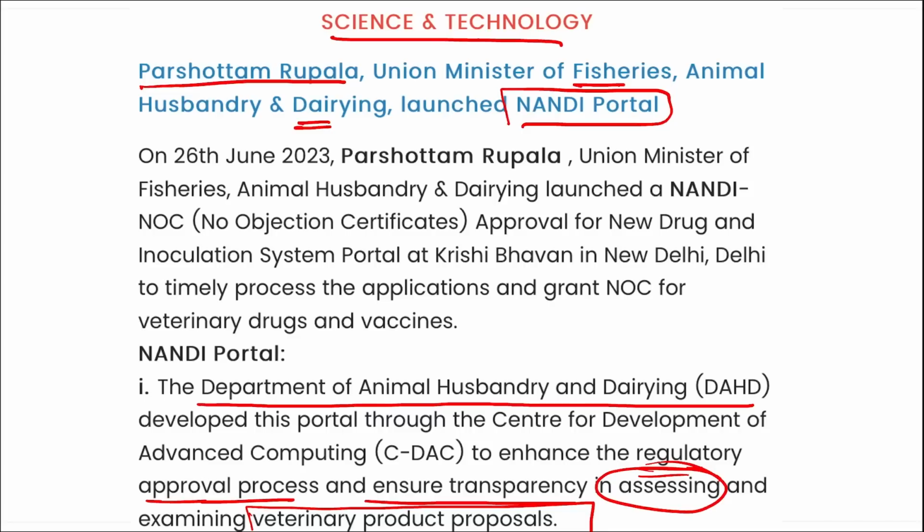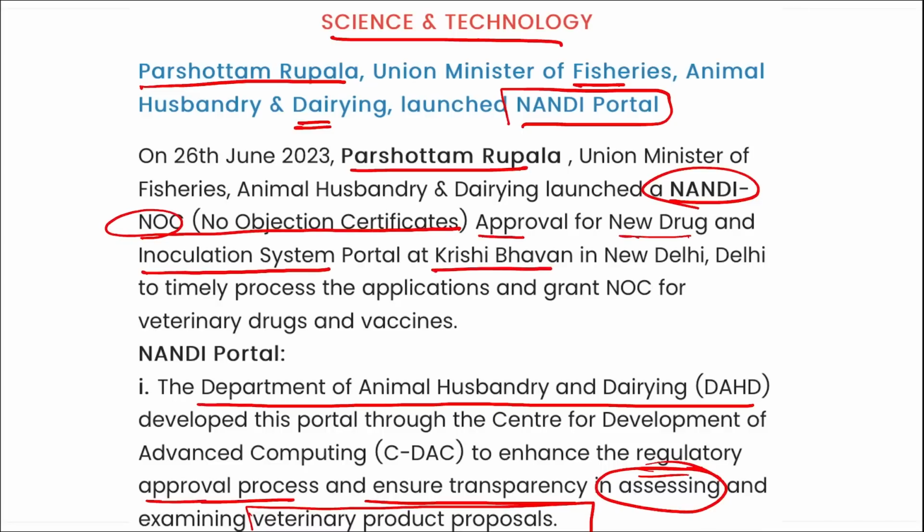Coming back, Parshottam Rupala, Union Minister, launched the NANDI NOC, No Objection Certificate approvals for new drug and vaccination system portal at Krishi Bhavan in New Delhi, to timely process the applications and grant no objection certificates for veterinary drugs and vaccines. So coming back, it was your NANDI portal.